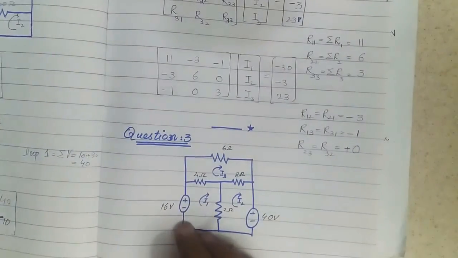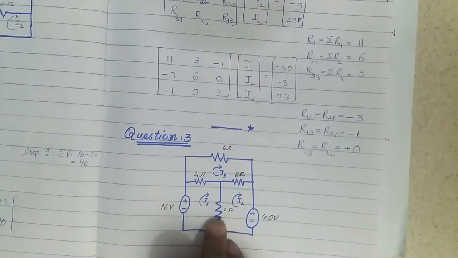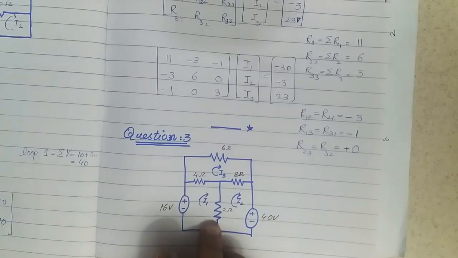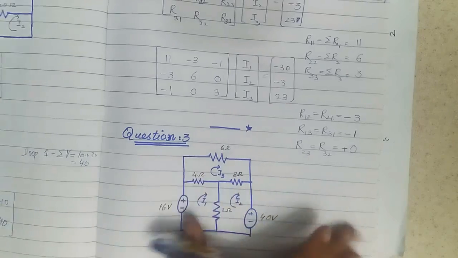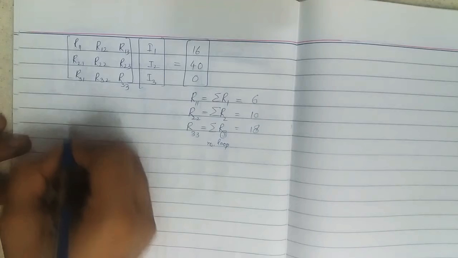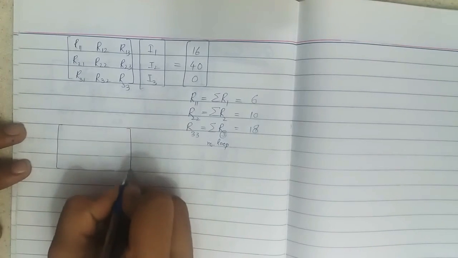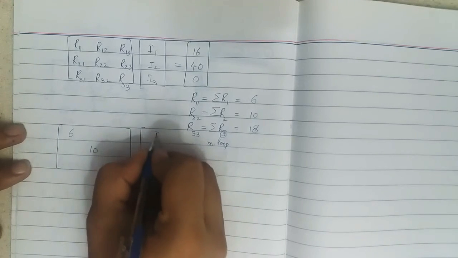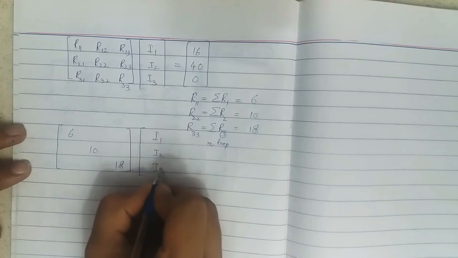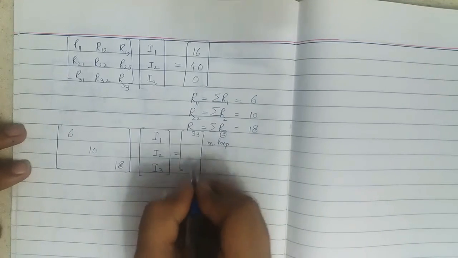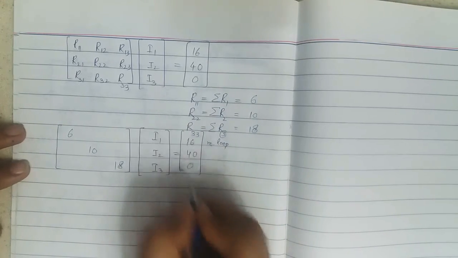When we are talking about the first loop, the sum of resistance is 4 plus 2, 6. For the second, it is 2 plus 8, 10. So 6, 10 and 18. Put these diagonal elements 6, 10, 18. Unknowns are I1, I2, I3. And here are 16, 40, 0.